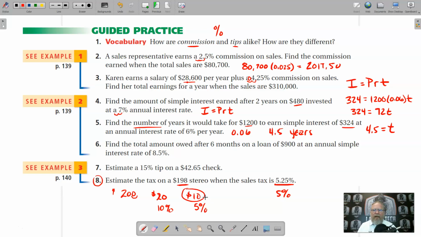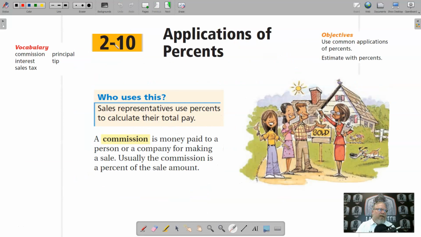And that is my entire presentation of Algebra 1, Chapter 2, Lesson 10, Applications of Percents.